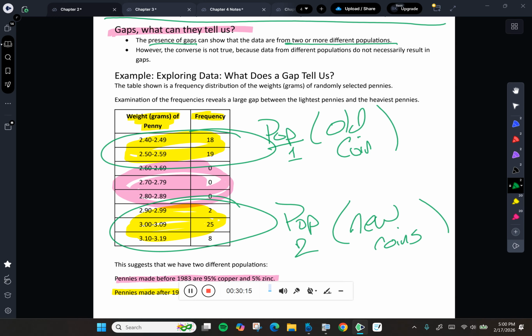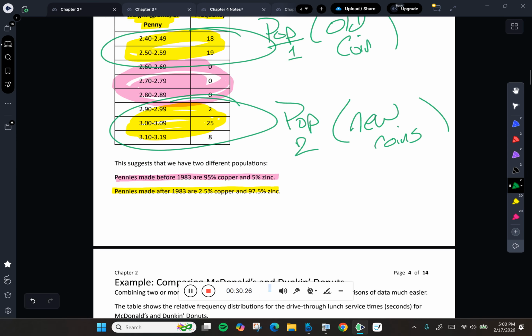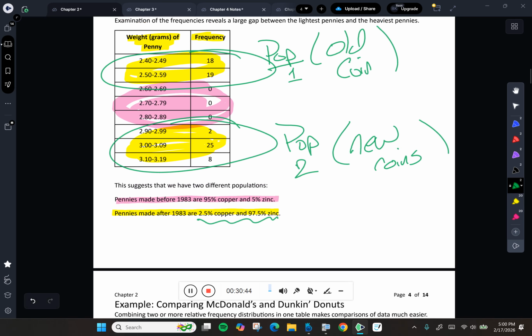Now be careful, because just because a gap can tell you have different populations doesn't mean that different populations always cause gaps. Maybe they could have changed the recipe and found a way so that the weight stayed the same. Maybe they would have had a third metal, mix in some lead or something to make them weigh more or less. I don't even know. But there's probably a way that you can make it so that it stayed the same.